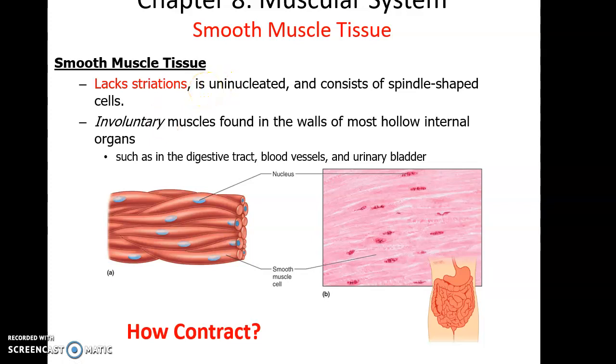It does need some sort of impulse to trigger it, but it does not need us to consciously think about it. And smooth muscle tissue is found in most of the hollow internal organs. So in the walls of hollow internal organs like the stomach, the small intestine, large intestine, the urinary bladder, the urethra, the esophagus. There's a lot of places where you find smooth muscle tissue. Blood vessels.